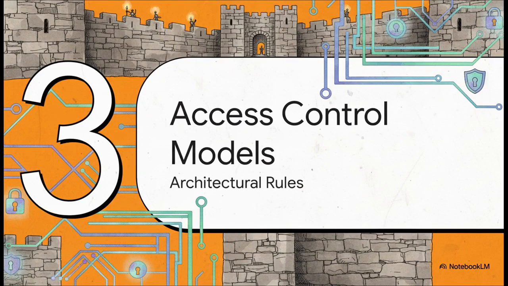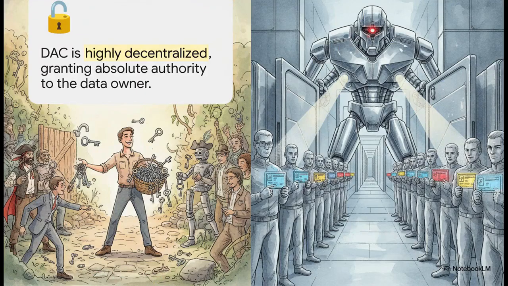All right, Section 3, Navigating Access Control Models. Once someone is actually inside the castle, we need architectural rules to dictate exactly what they're allowed to do. At opposite ends of the authorization spectrum, we find two totally distinct paradigms. First, discretionary access control, or DAC. This is a highly decentralized model that grants absolute administrative authority right to the data owner. It's super flexible, sure, but it relies heavily on user competence, which, let's be honest, makes it extremely vulnerable to insider threats and malware.